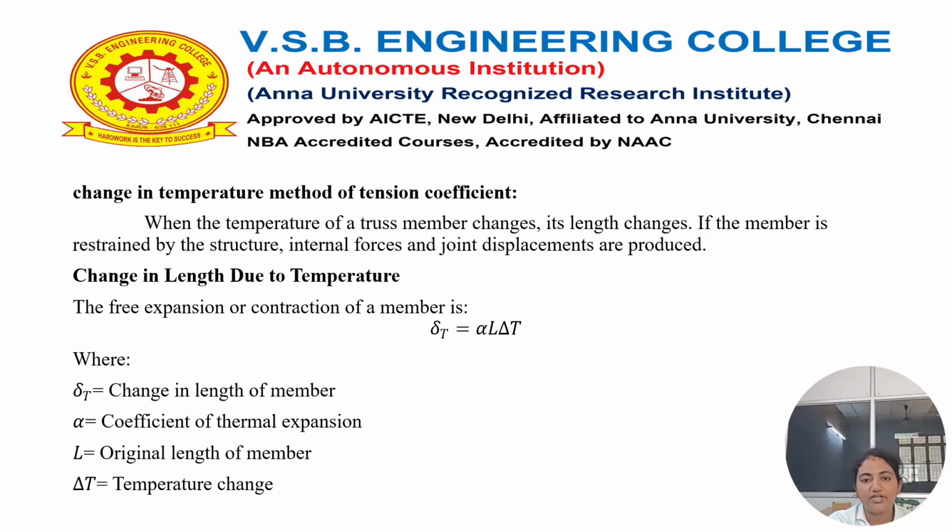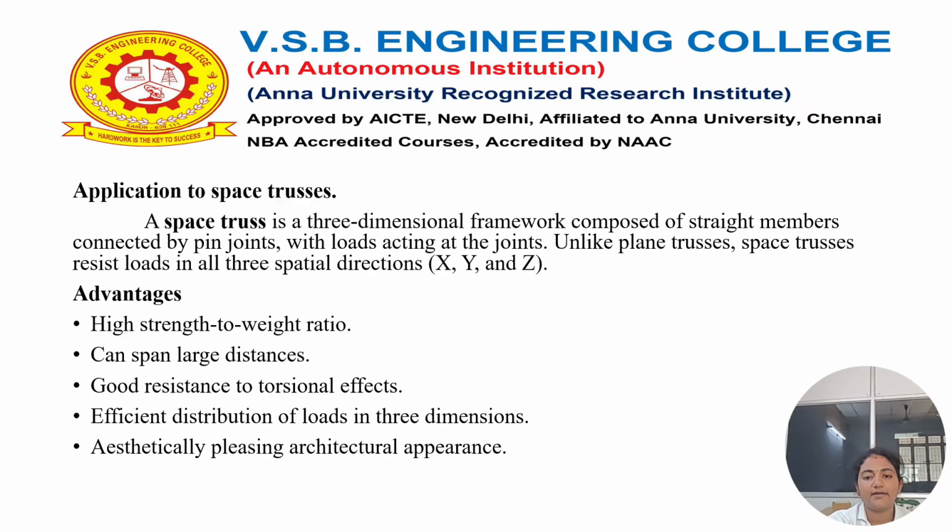And change in temperature, by the method of tension coefficient. When the temperature of a stressed member changes, the length will change, which produces joint displacement, and it is found by using delta L is equal to alpha L into delta T.